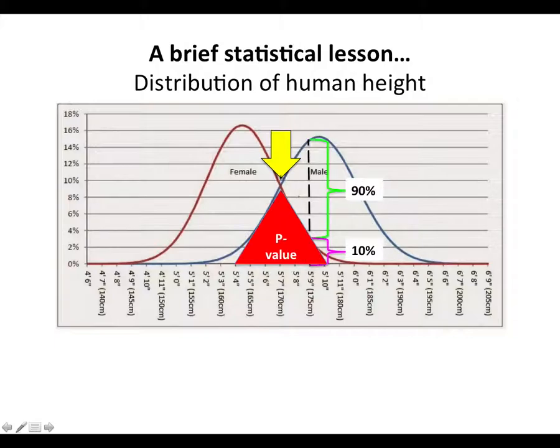This matters because the more overlap there is, the bigger the p-value. The closer these two hills are together, the more likely they're not very different. Does that make sense?